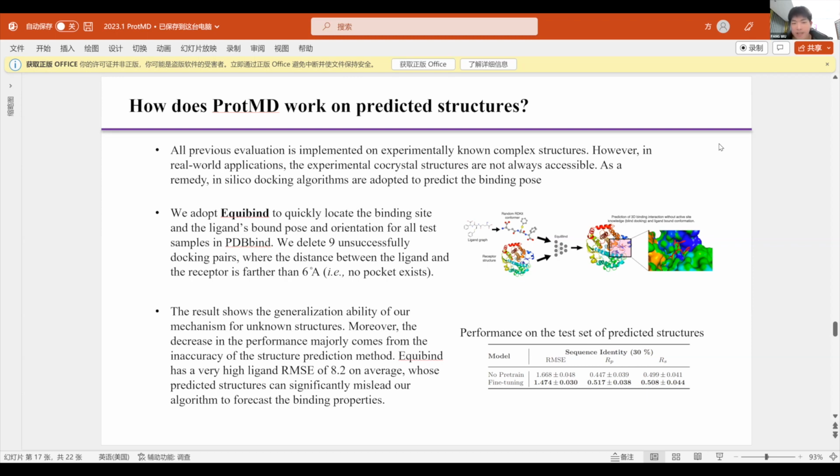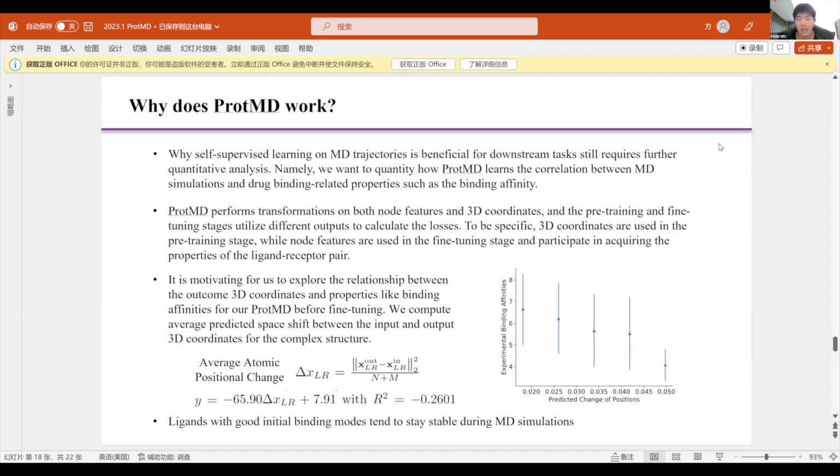Besides, we believe that the decrease in the performance majorly comes from the inaccuracy of the structure prediction methods. Namely, EquiBind has a very high ligand RMSD of 8.2 on average. So perhaps a more accurate docking algorithm is preferred, but that is out of our scope. We just focus on pre-training.